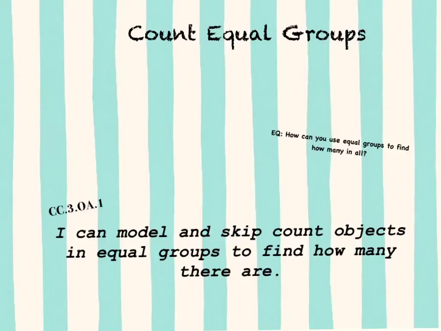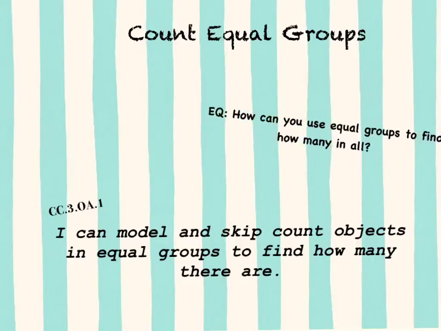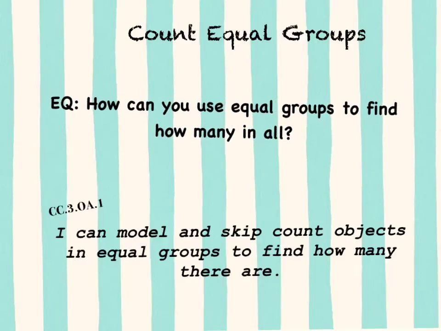We're going to have a lesson today on counting equal groups. So our essential question is, how can you use equal groups to find how many in all? We're going to answer this question through this lesson. Your I can statement for this lesson is, I can model and skip count objects in equal groups to find how many there are. We're going to use modeling and skip counting of equal groups to find how many objects we're counting.